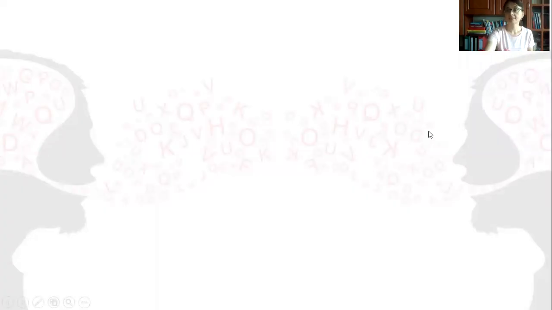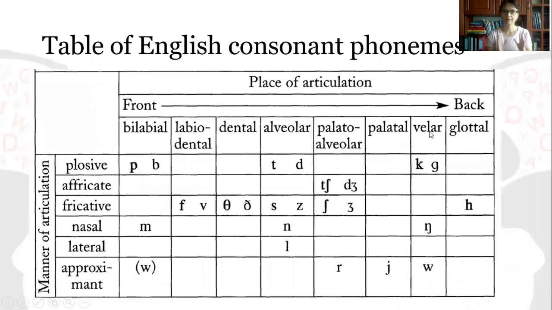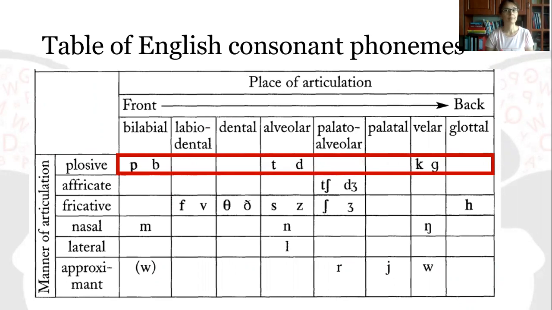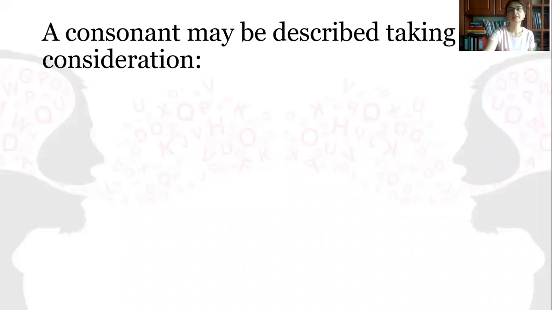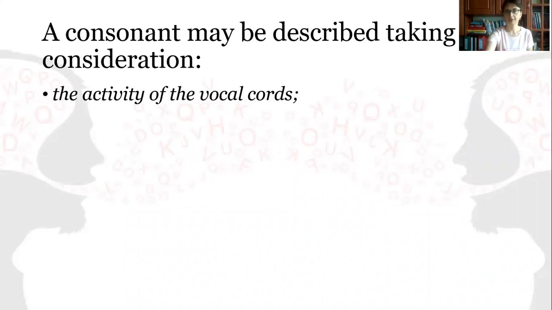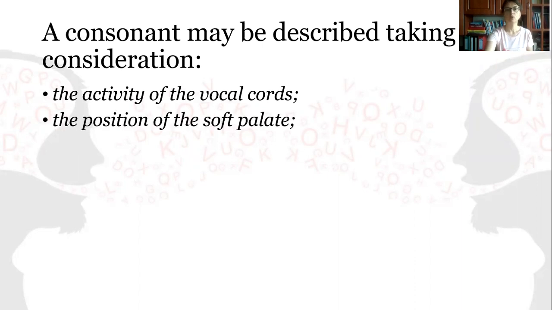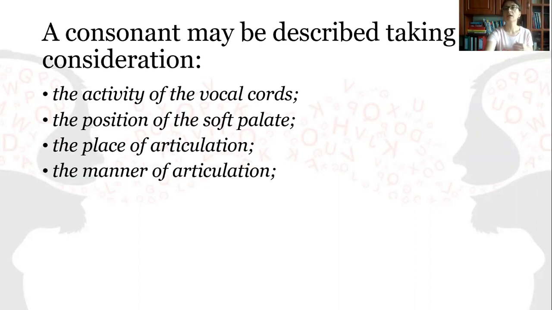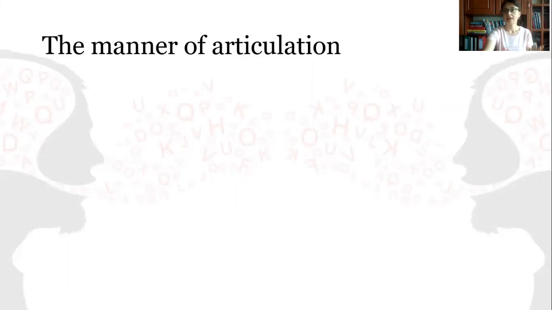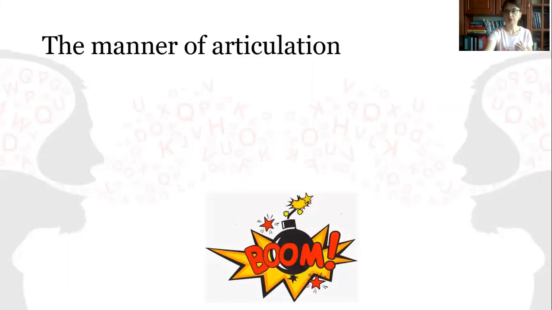Okay, let's now get familiar with the plosive consonant sounds in English. And we shall take into consideration the following: the activity of the vocal cords, the position of the soft palate, the place of articulation, the manner of articulation, and the force of articulation. Now, when it comes to the manner of articulation, remember what happens.